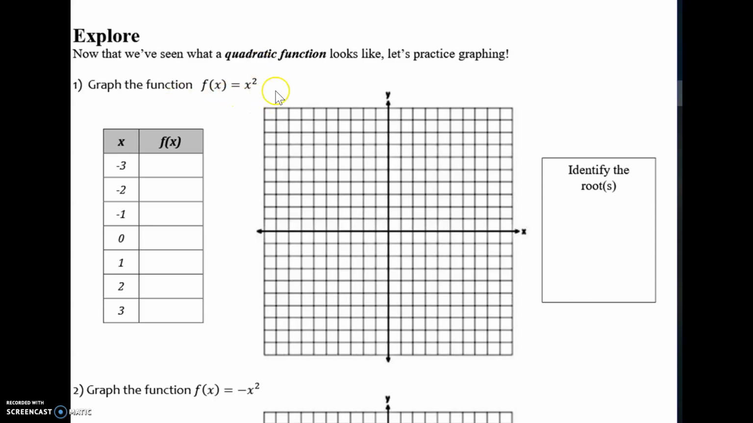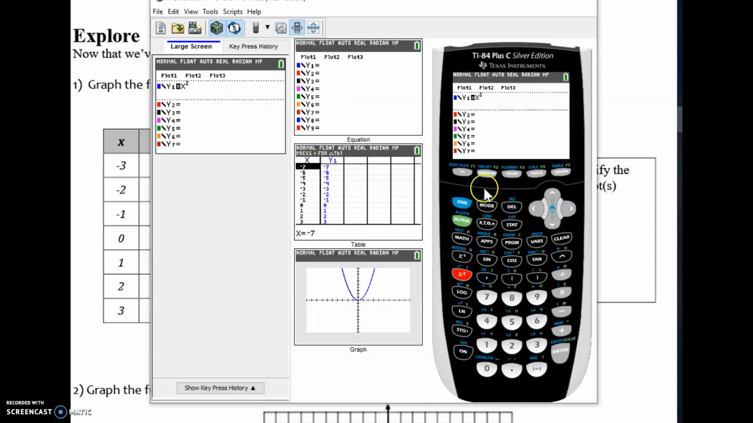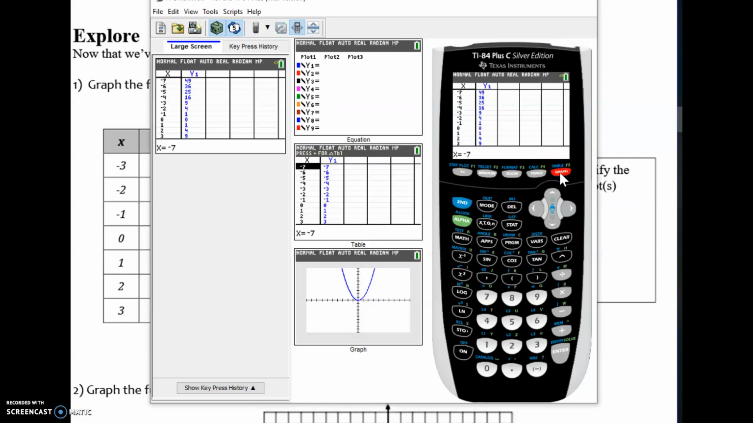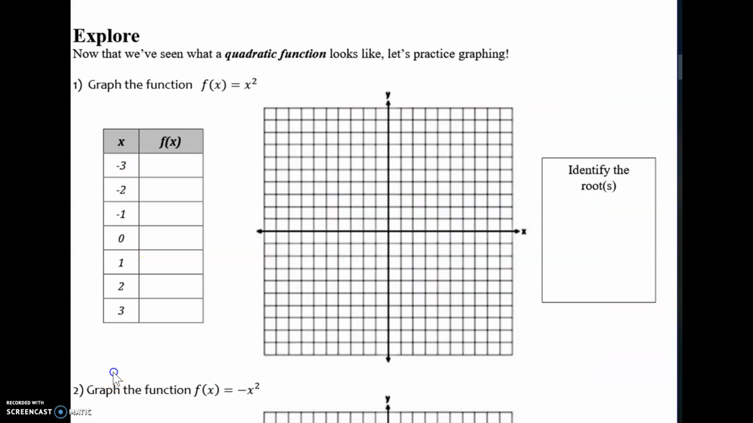It's just a quadratic because it has an x squared. So go to y equals in your calculator, and you're going to want to type in x squared. Go to your table, and I'm asking you to graph from -3 to +3. So please pause the video, fill out your table, and then graph those points and check back in.